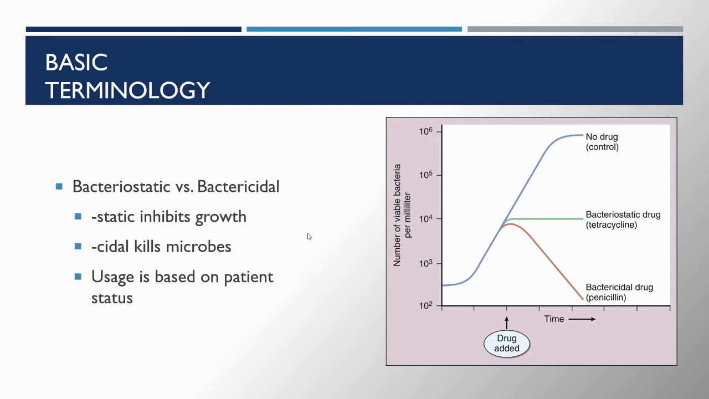Bactericidal kills microbes, and the way we define microbial death is a permanent lack of reproductive ability. So even if I remove them from the agent that is inhibiting their growth and I give them their optimal conditions, they're still not going to replicate. They're still not going to grow. That's the criteria that's used to define microbial death. And that's how we determine if something's bactericidal. And we'll come back to that when we look at ways to test the effectiveness of microbes.